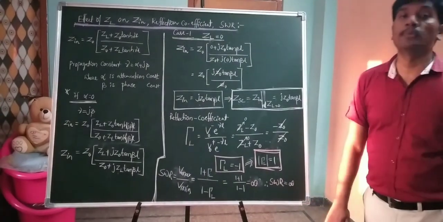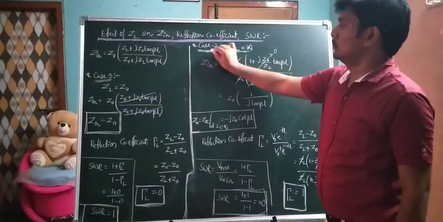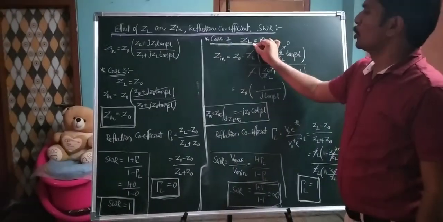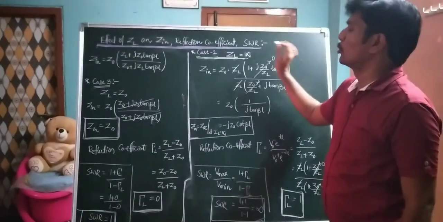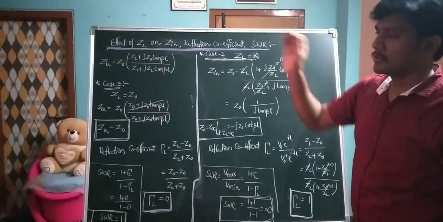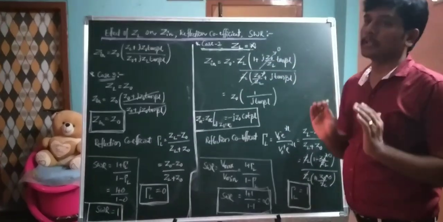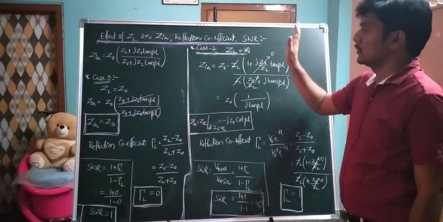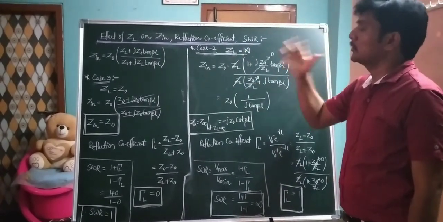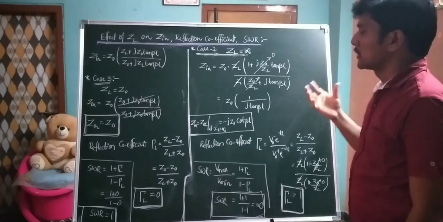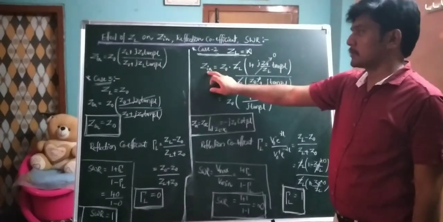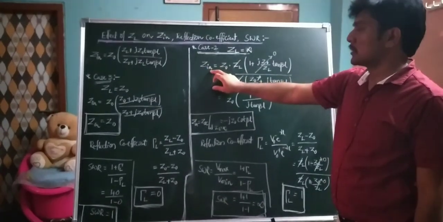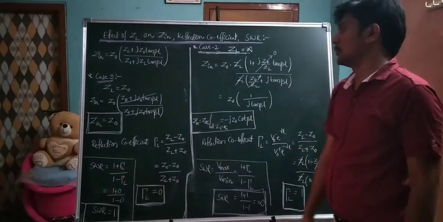Now consider case 2. Case 2 means the load is considered as infinity, open circuited. In the previous case, we considered the load as short circuited, ZL equal to 0. Now we consider ZL as infinity. When ZL is selected as infinity, that is like an open circuit, then how is the input impedance? This is the formula for the input impedance.